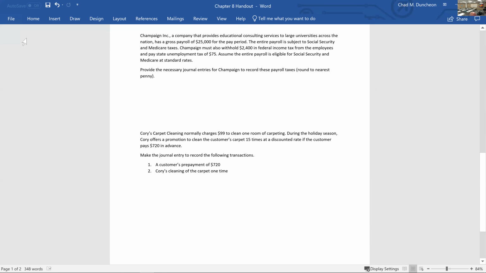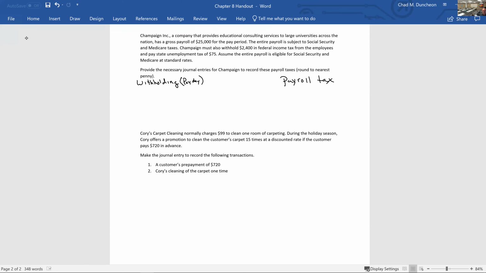Here, we're going to do 2 separate things. First, it's only asking for the necessary journal entries to record the payroll taxes. It says round to the nearest penny. We're going to round to the nearest dollar. Okay. It does not ask for the withholding amount, but I'm going to show you, we're going to go through how to journalize both. Okay.